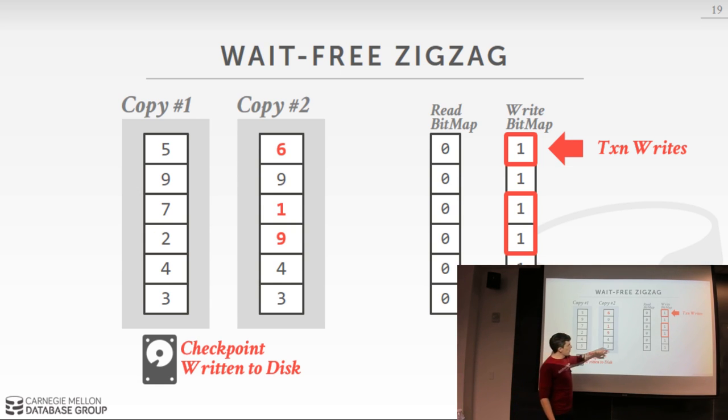We also now need to flip these bits in the read bitmap so that if anybody comes along behind us, they know that now they want to read from the second copy, not the first copy. So again, I'm being hand-wavy about the concurrency control scheme, but you can think of this as this transaction has an exclusive lock on these tuples. So that means no one can read this until we're actually done with it, until we release those locks.